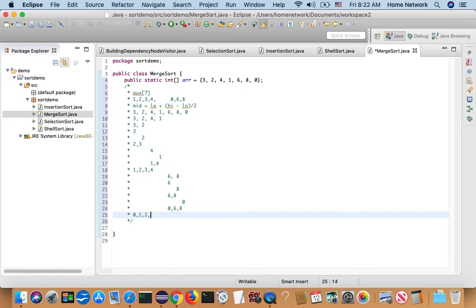2 is smaller, so we copy it back to the original array. 3 is smaller than 6, we copy it. 4 is smaller than 6, we copy the smaller. Now whatever is left on the right half, we copy back to the original array without further comparison, and we are done.